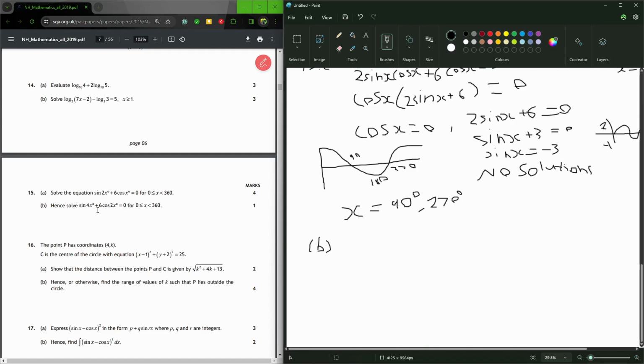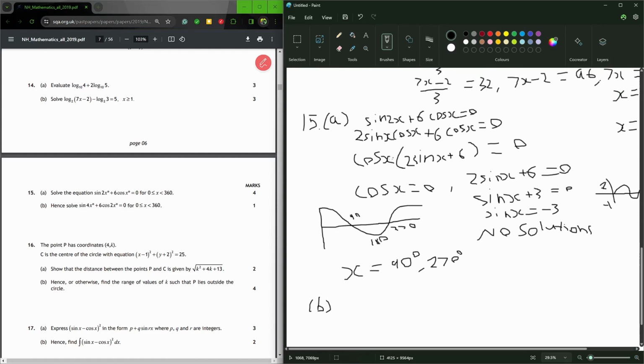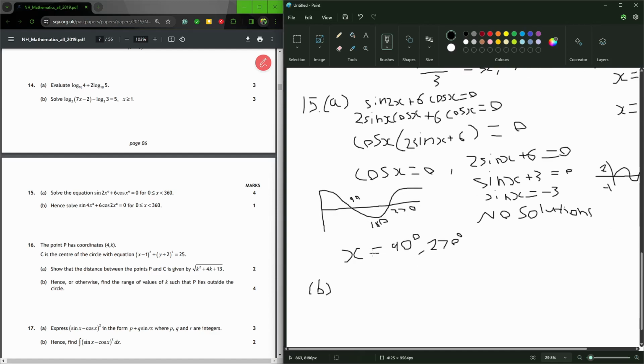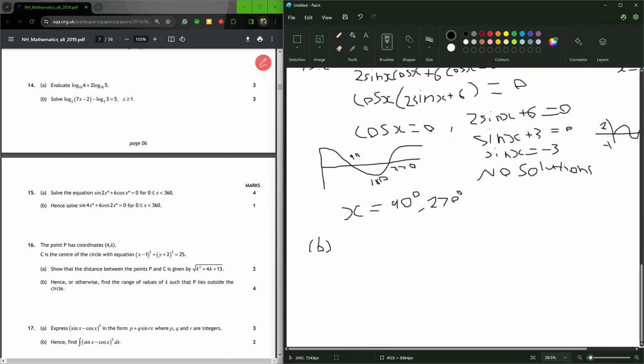Hence solve sine 4x plus 6 cos 2x equals 0. So there's only one mark, so you don't actually need to do too much. Essentially, you're just going to times by 2, so you're going to have a 2 as a phase modifier. This won't change the sine part, because even if I increase the modifier on sine, I'm still not going to get any solutions. So we don't need to worry about that. We can just go, okay, well, it'll be just cos 2x equals 0, right? That seems good to me.